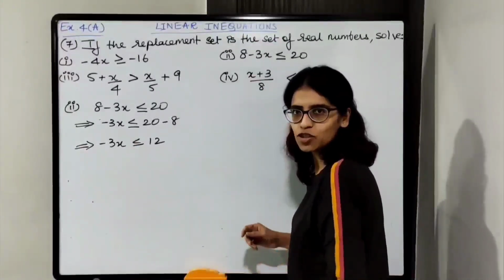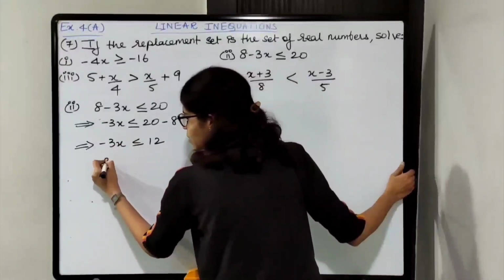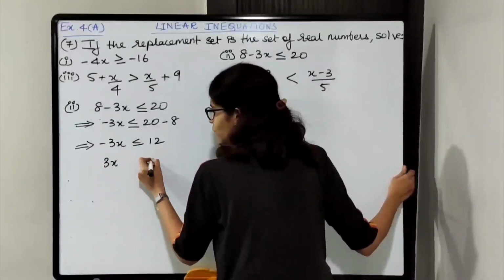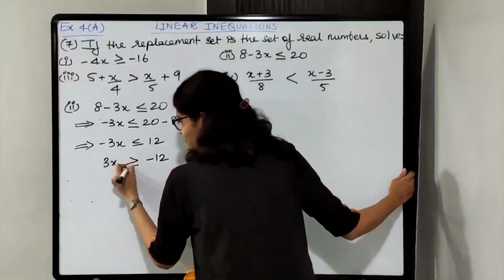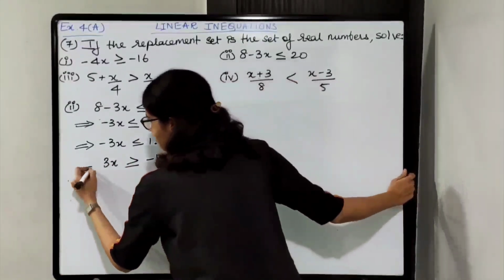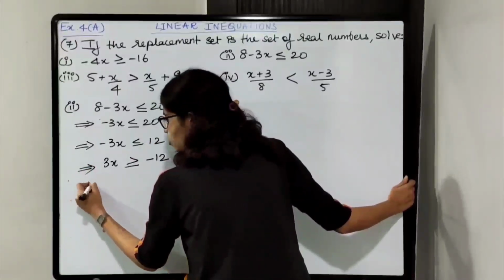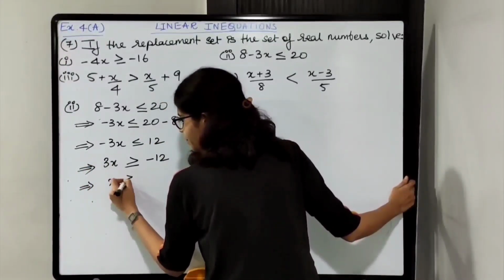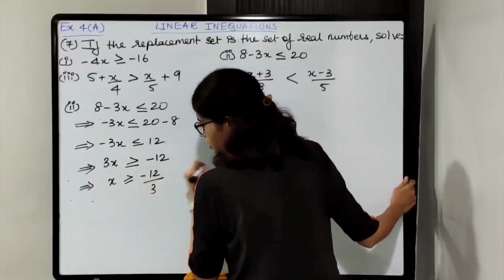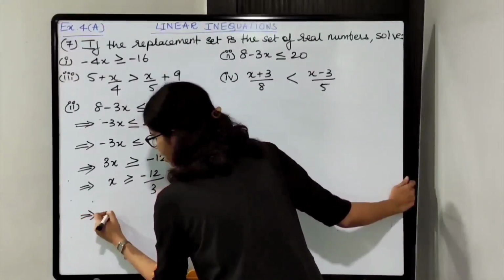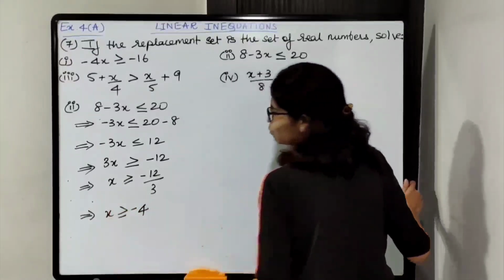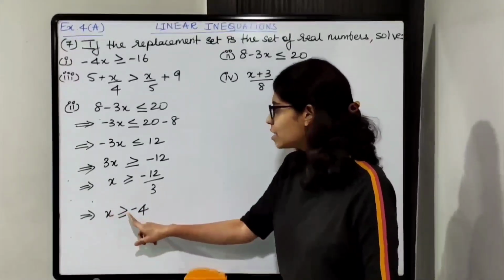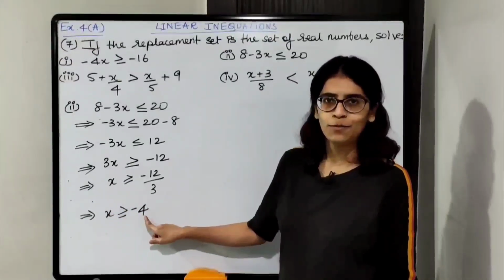So let's change the sign. Minus 3x will become plus 3x. Plus 12 will become minus 12. ये क्या हो जाएगा? Reverse. Okay. So now shift 3 on the other side. Minus 12 by 3. So x is greater than or equal to 3 4s are 12 and negative. So x is greater than or equal to minus 4.